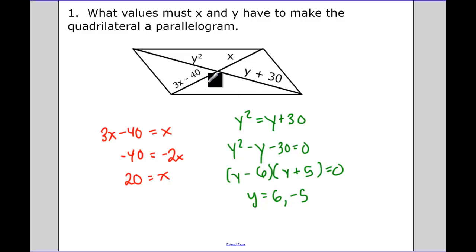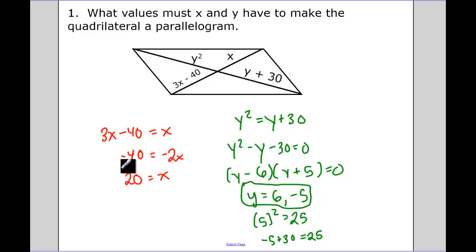Now 6, that makes sense. Let's see if negative 5 makes sense. One side would be negative 5 squared, y squared, which is 25. The other one would be negative 5 plus 30, which also equals 25. So both of these are possible answers. And we found our x to be 20.